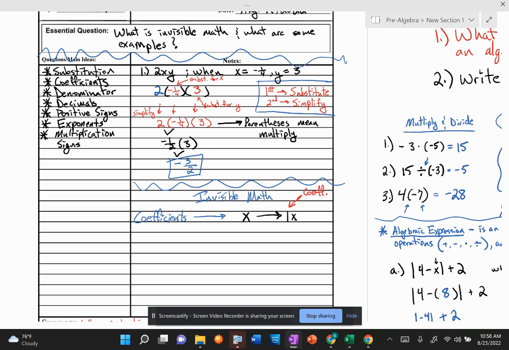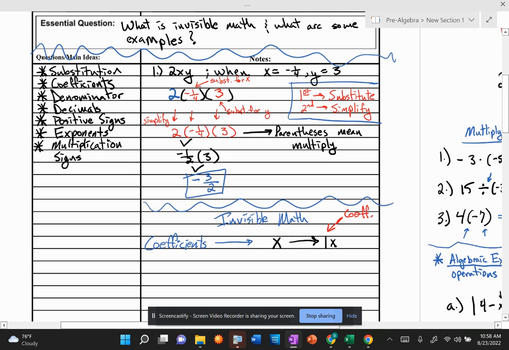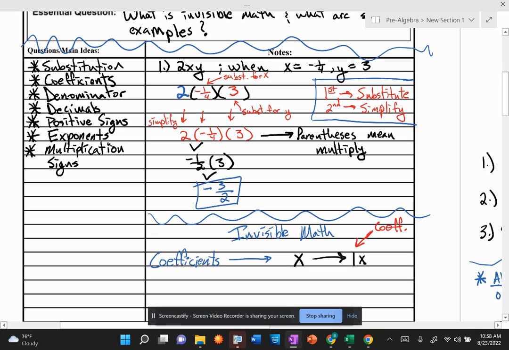Now, I don't have any down there because that's something for you to think about and do next time. What I do have up there, and this is where these will go, are all keywords. You can think of them as vocabulary words, but they're really just key terms. So we have substitution that we worked with. We worked with all these invisible maths. So we talked about coefficients, denominators, decimals, positive signs, exponents, and multiplication signs. Those are all something to get down. Just in case you're not doing this, you should be writing this as we're going. Make sure you don't fall behind.